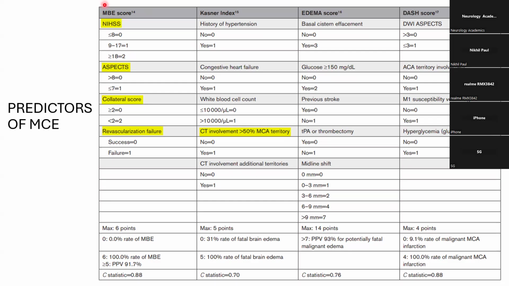There's the MBE score, the malignant brain edema score. So they factor in the ASPECTS, the NIHSS, and the collateral status and the revascularization status also. The collateral status is one of the emerging new topics. So the hypothesis is that if the collaterals are intact, the perfusion of the penumbra regions will be slightly better compared to a patient who has poor collaterals. So the penumbral ischemia will be comparatively better. As a result, the progression of these areas to developing edema will be reduced. So a patient who has better collaterals will have a slightly reduced risk of progression of edema also. Anyway, these are all the scoring systems.